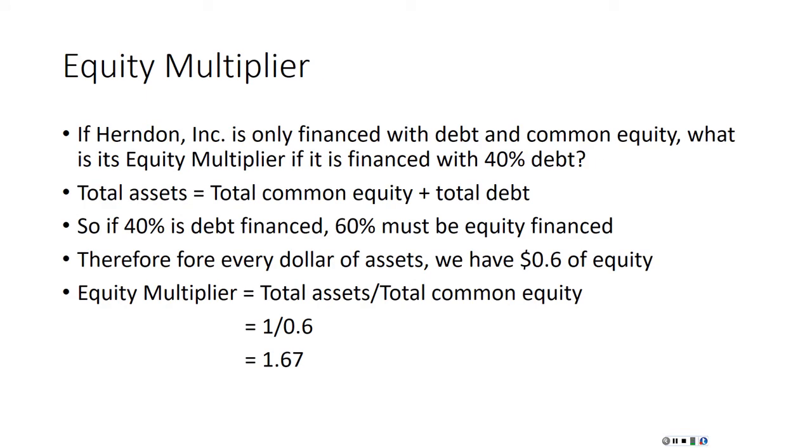The equity multiplier. If Herndon Incorporated is only financed with debt and common equity, what is the equity multiplier if it is financed with 40% debt? Since total assets is equal to total common equity plus total debt, if 40% is debt finance, 60% must be equity finance. Therefore, for every dollar of assets, we have 0.6 of equity. The equity multiplier is equal to total assets divided by total equity. So we can say that for every $1 of total assets, $0.6 is financed with total common equity. So we take 1 divided by 0.6, and we end up with an equity multiplier of 1.67.